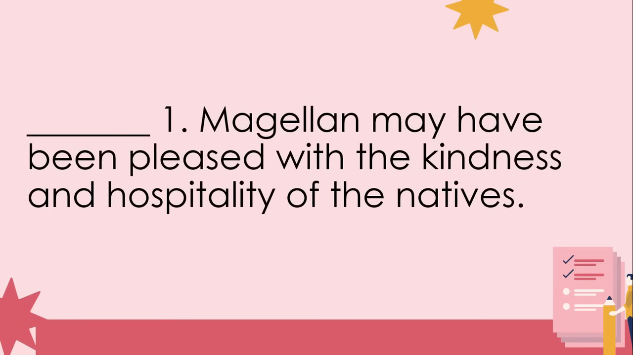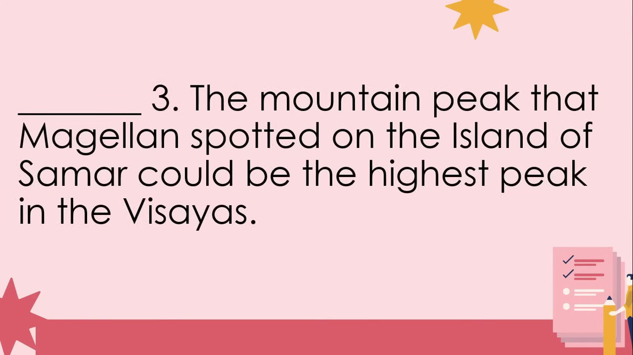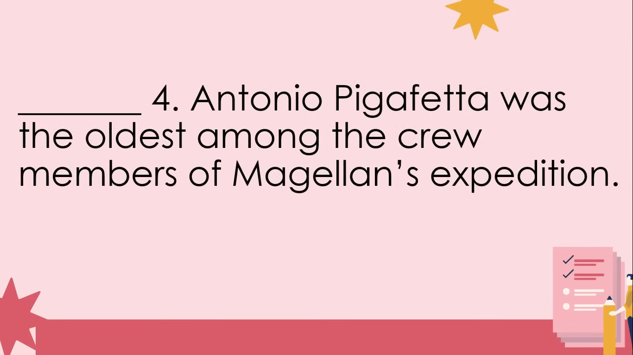Number 1, Magellan may have been pleased with the kindness and hospitality of the natives. 2, the natives of Homonhon were perhaps happy to receive gifts from Magellan on their first meeting. Number 3, the mountain peak that Magellan spotted on the island of Samar could be the highest peak in the Visayas. Number 4, Antonio Pigafetta was the oldest among the crew members of Magellan's expedition.